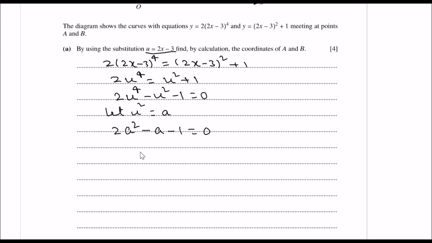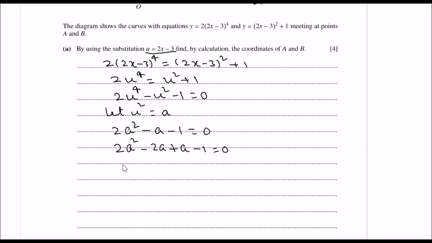Right, now that can be factorized. We can write 2a square minus 2a plus a minus 1 equal to 0. You can even use the quadratic formula, but we have to show how we are solving. We cannot write the direct answer from the calculator here.